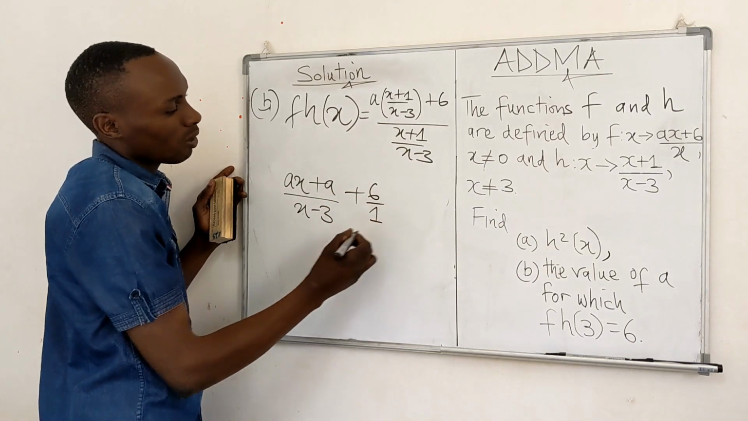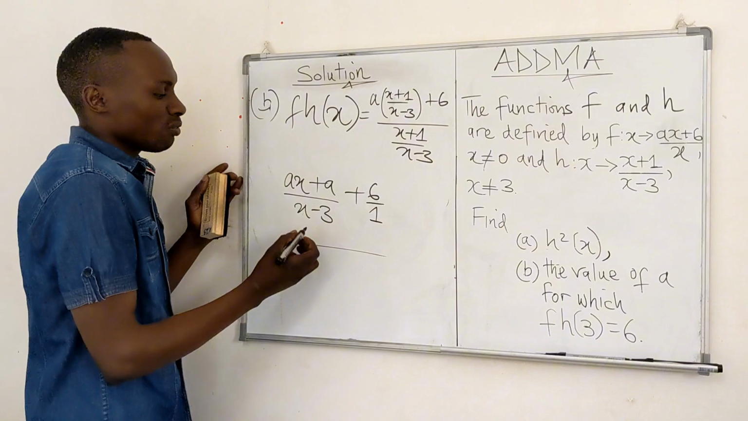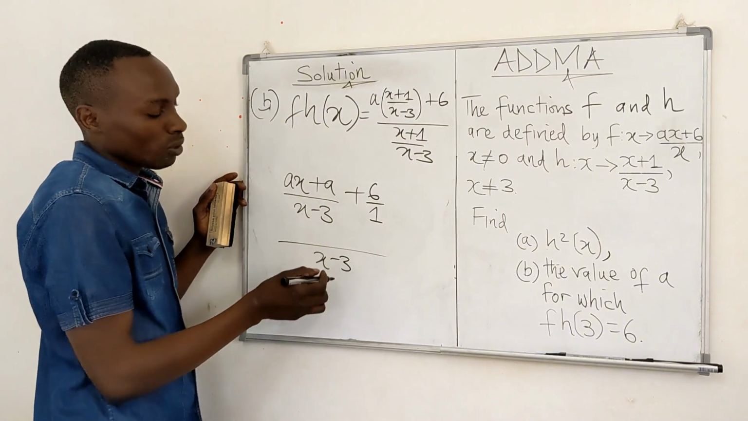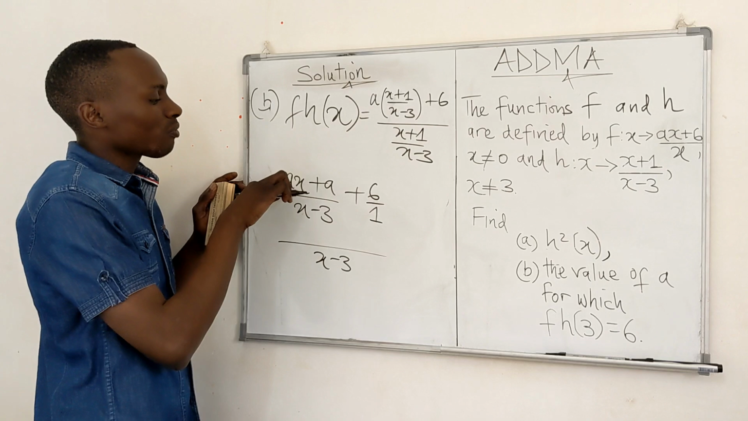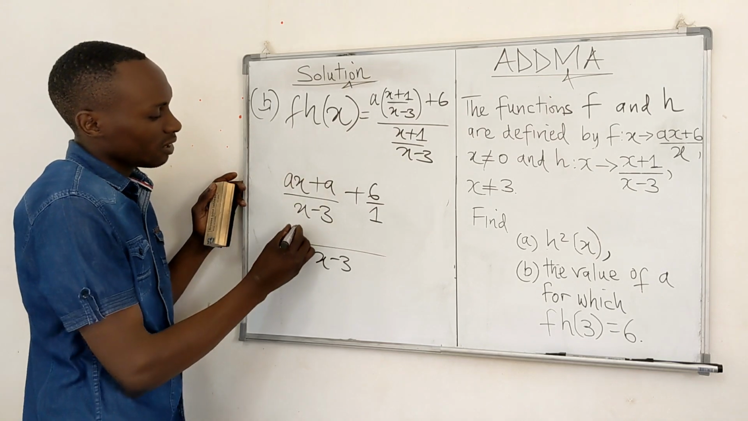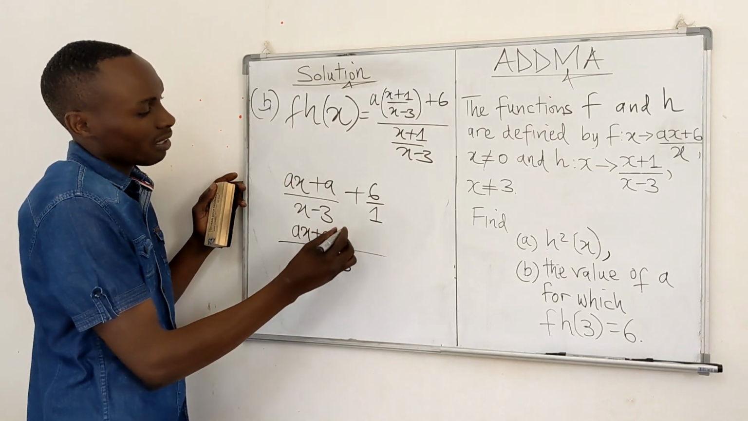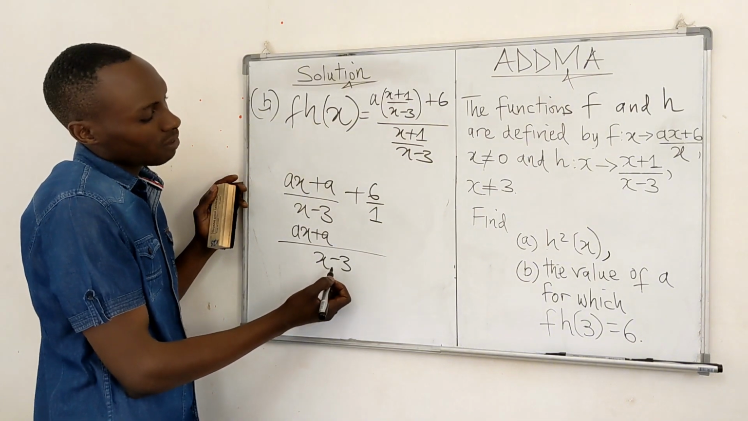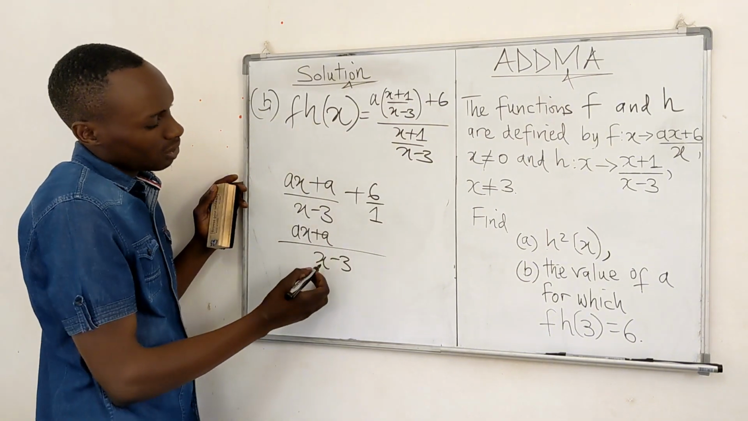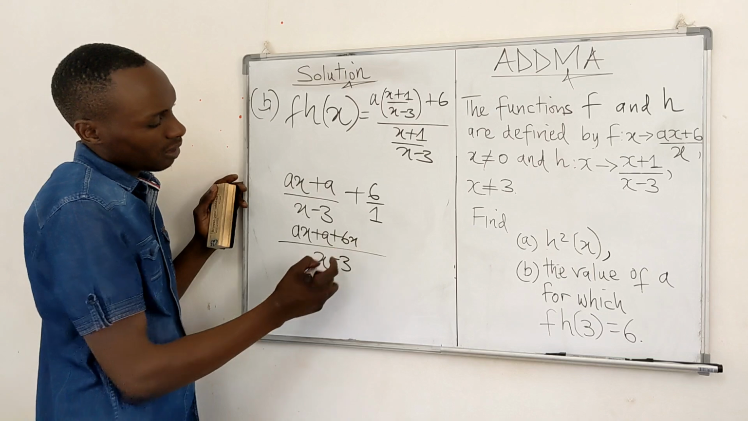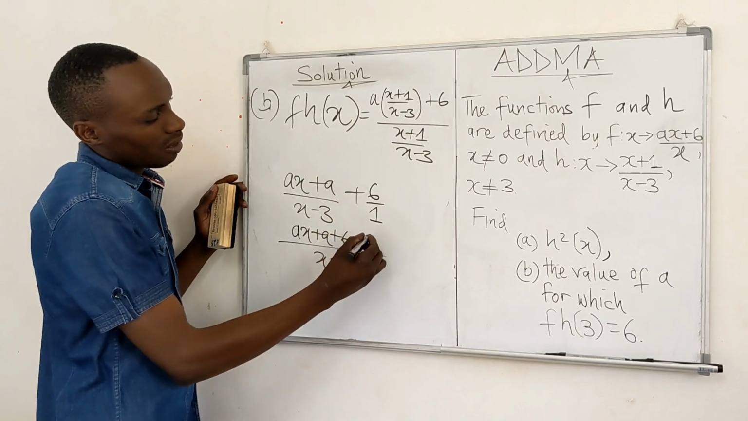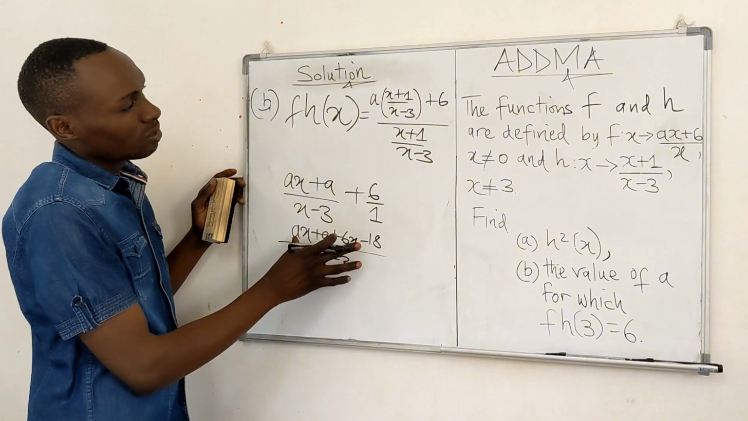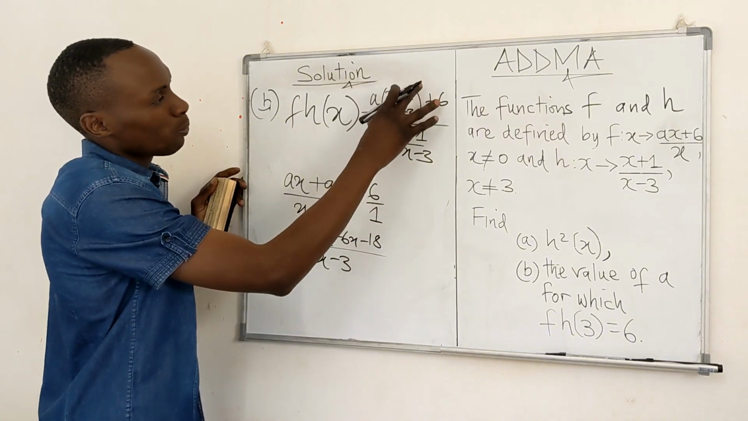So we can say over 1. Working it out as a fraction, the common denominator is x minus 3. x minus 3 into x minus 3, 1, times ax plus a. This gives ax plus a. Then 1 into x minus 3. This gives x minus 3 times 6. This will give us plus 6x, then negative 18. Okay, so this is what we are going to write on top.